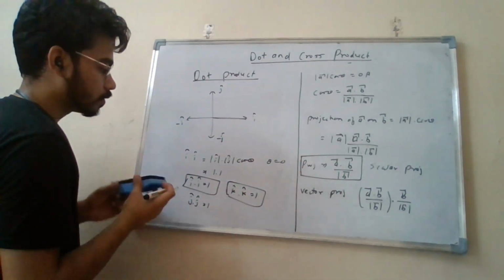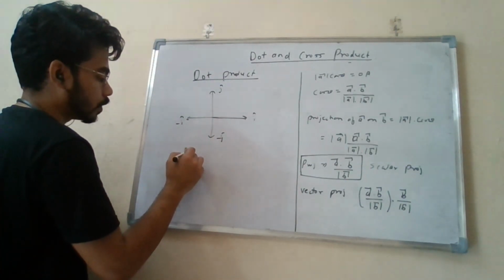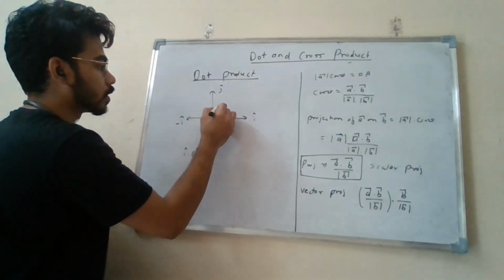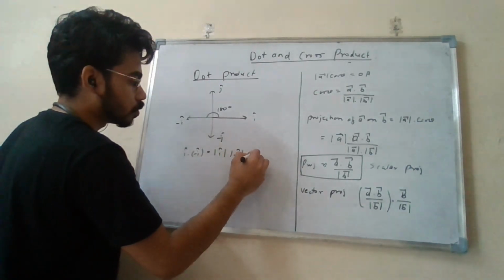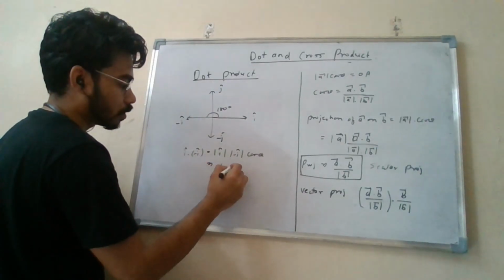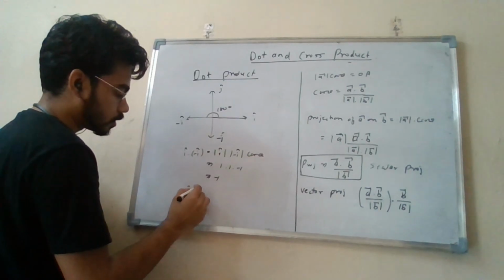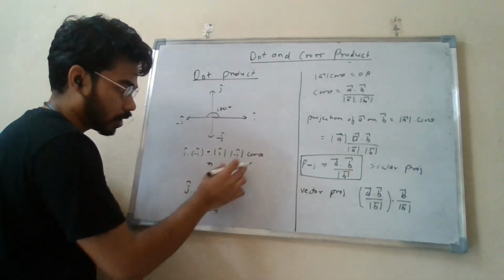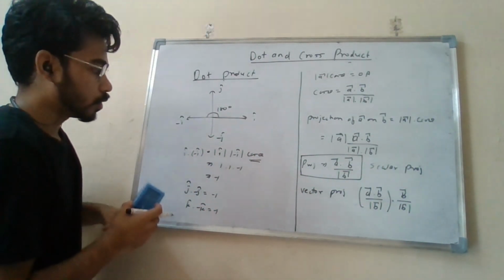And if I have to calculate i cap dot minus i cap, the angle between these two vectors is 180 degrees. So mod of i cap into mod of minus i cap into cos theta, where theta is 180 degrees, and cos 180 is minus 1. So it's 1 into 1 into minus 1, so we will get minus 1. In this way, j cap dot minus j cap is equal to minus 1, and k cap dot minus k cap is equal to minus 1. We just have to find the angle between two vectors and solve the dot product of two vectors. Okay.